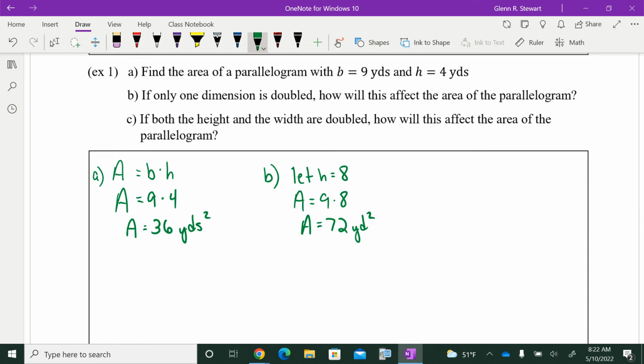Now letter C says if both the height and the width are doubled, how will this affect the area of the parallelogram? So let's look at C. We're going to let b equal 18 and h equal 8. So area is equal to 18 times 8, which is 144 yards squared.